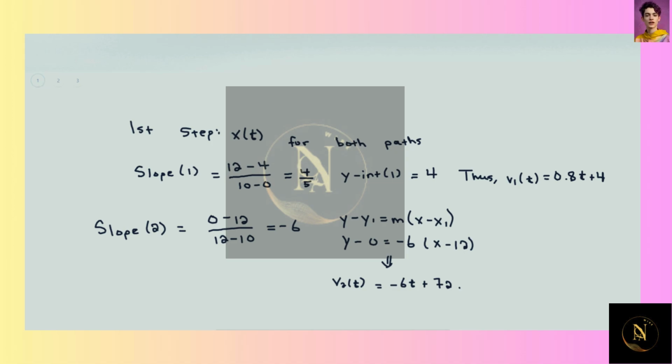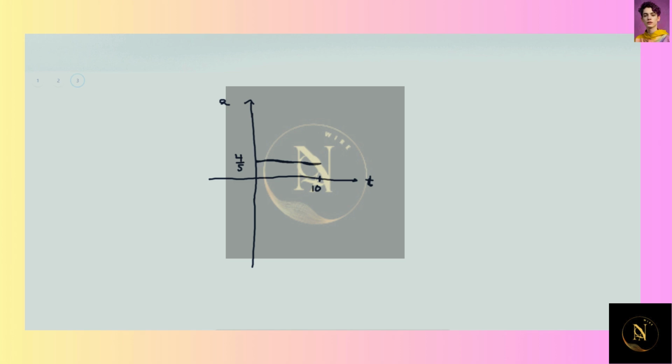At this point, the object turns around and moves back the other way. The slope of the second part is -6, and so we know the acceleration must be -6. So I'm going to go way down here. So let's say that's -6. Then from 10 to 12, it'll be a solid line just like that until we get to 12. And so that is the plot of acceleration versus time.